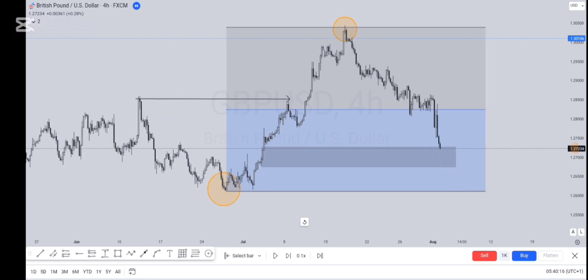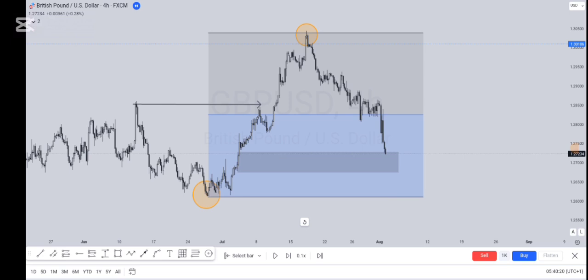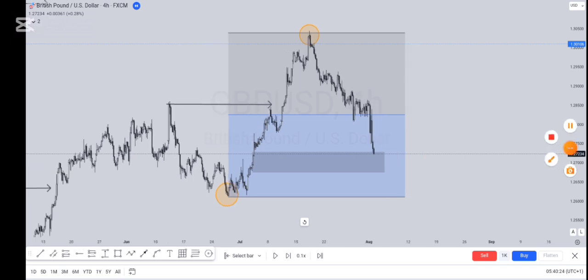Okay, so maybe this area is where I'll be looking for a buy, right? But you have to wait for a change of character in the lower time frame, because this is the 4 hours time frame. We cannot just put a buy limit here, no. So let's see what the market did though. Let's see what the market did.